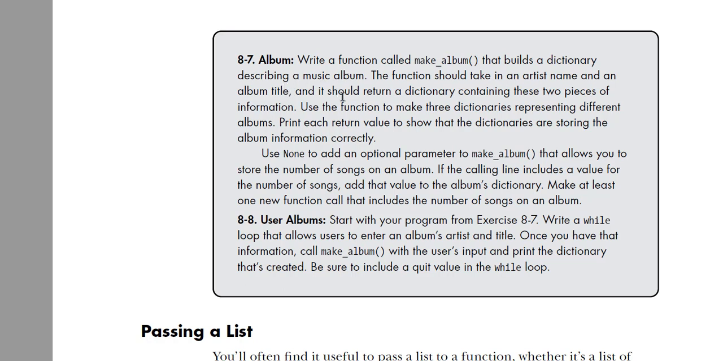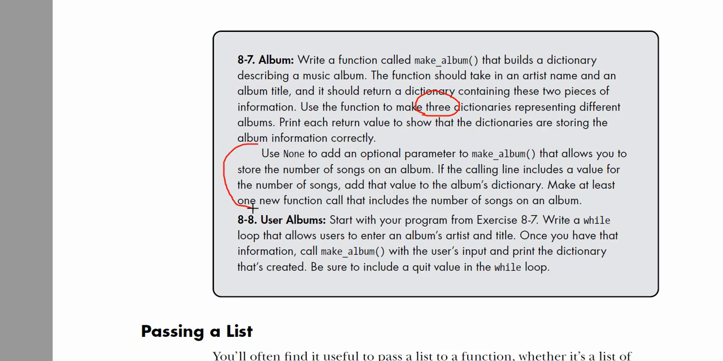So we have two parameters within our function definition, and it should return a dictionary containing these two pieces of information. Use the function to make 3 dictionaries. So you want to make sure that you do the 3 dictionaries, so that's 3 function calls representing different albums. Print each return value to show that the dictionaries are storing the album information correctly. If you want to use a for statement to print out the information, absolutely you can do that, but it's not required. You can just print out the raw dictionary for those 3 function calls.